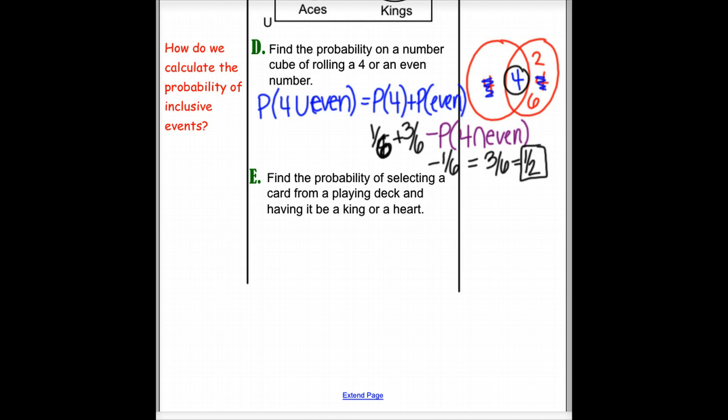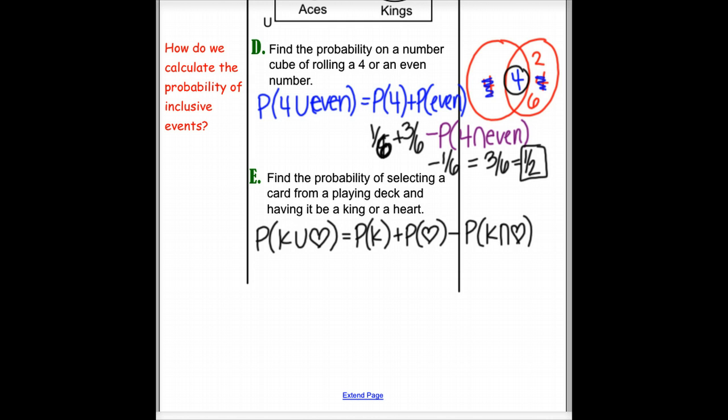So we want to find the probability from a playing deck of having it be a king or a heart. So the probability of a king union with a heart. These are mutually inclusive events because we have kings that are part of the hearts suit. So that means we need to find the probability of picking a king plus the probability of picking a heart, but then subtract off that probability of it being a king and a heart.